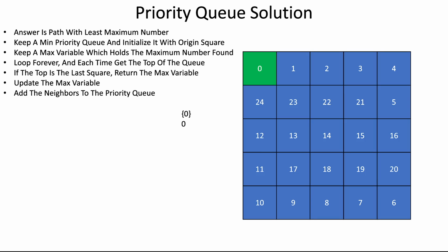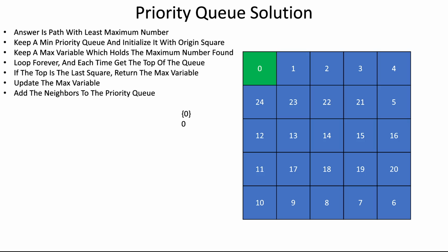Now let's look at the priority queue solution. You might have noticed that the answer is the least maximum number on any path. That means of any path you can choose, the path that has the maximum number minimized is a solution.